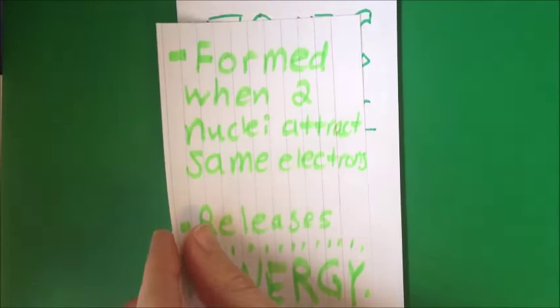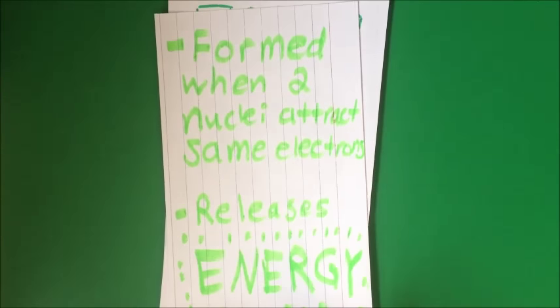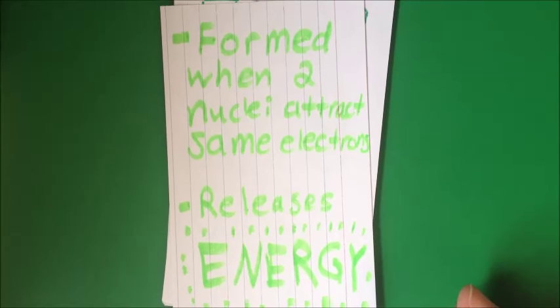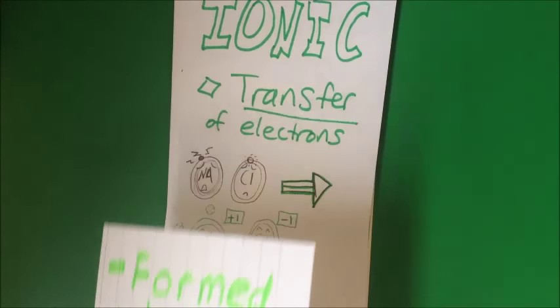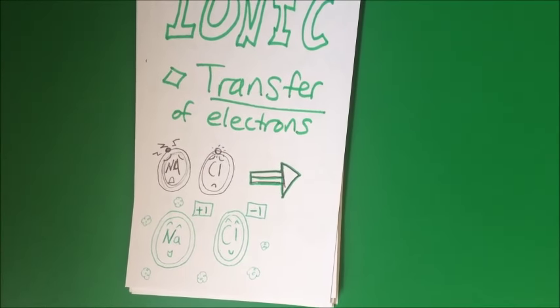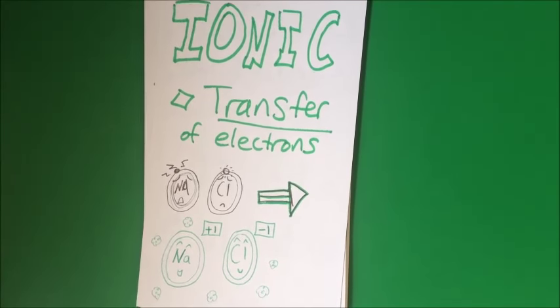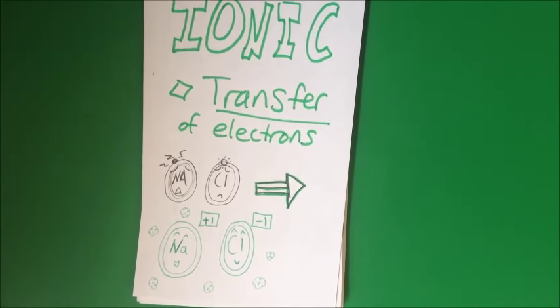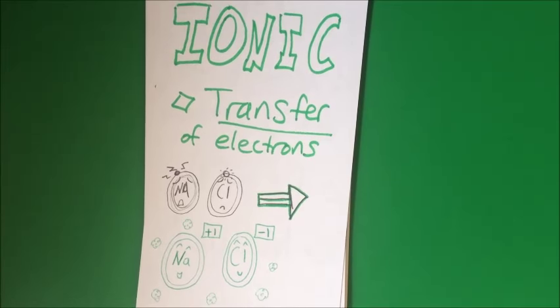Bonds are formed when two nuclei attract the same electrons. Bond forming then releases energy. There are several major types of bonds, and the first of which are known as ionic bonds. These occur via the transfer of electrons, as seen in this diagram.